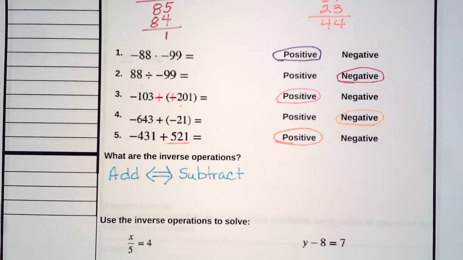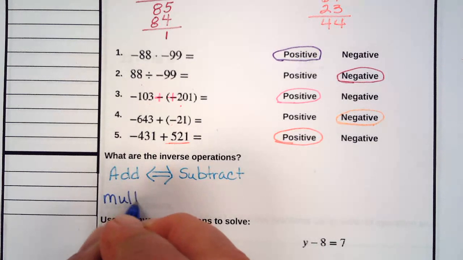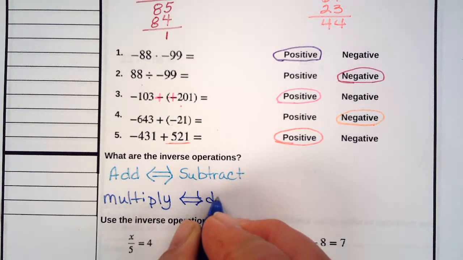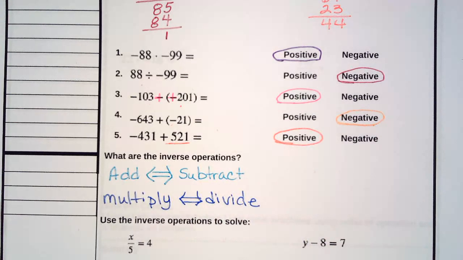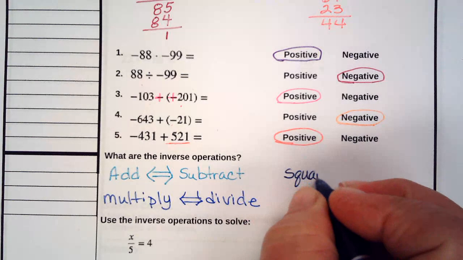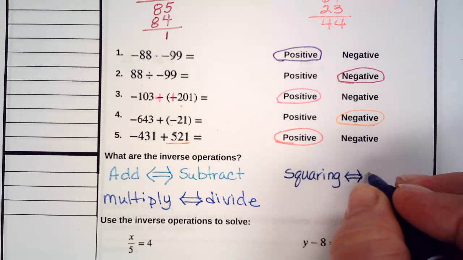Okay, so we talked about adding and subtracting. What came next? What did you learn how to do next? If you said multiply, you would be correct. Now, what undoes multiplication? Division, divide. Those are inverse operations. Now there's one more that we usually don't think about. Squaring. And what undoes it? Square rooting.